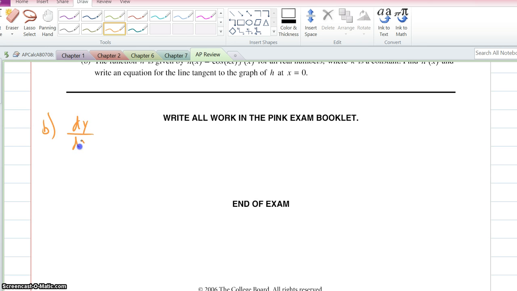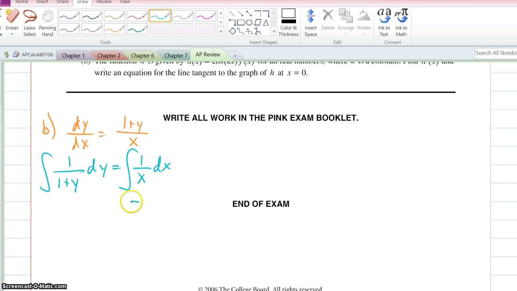So we have our differential equation is 1 plus y over x. First step is to separate the variables. You will lose all the points for the problem if you don't separate the variables. And even if you don't know how to take the integral after you separate the variables, at least you'll get 1 point. So we get 1 over 1 plus y dy is equal to 1 over x dx. Then you're going to integrate both sides. This side turns to natural log of the absolute value of x. Very important you have that absolute value in there. Don't forget your plus c. As soon as you forget your plus c, you lose 3 points. And then we have natural log of absolute value of y plus 1 over here.